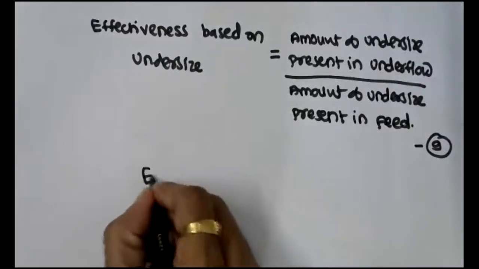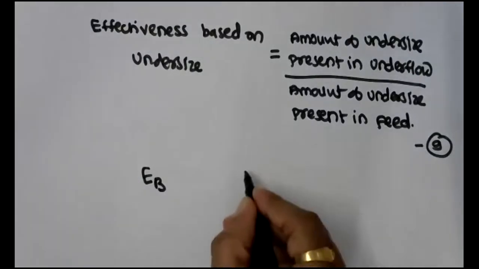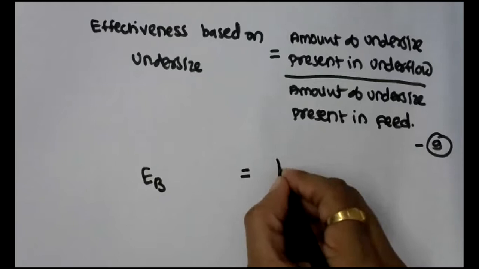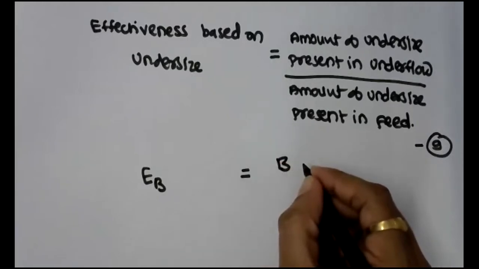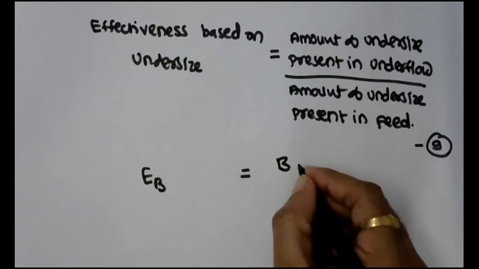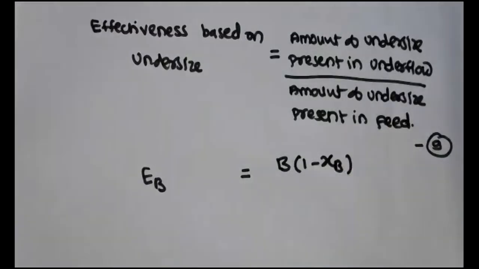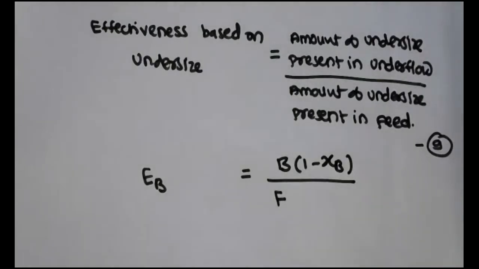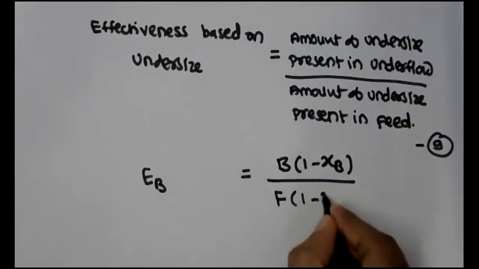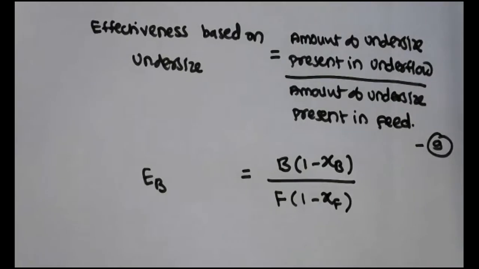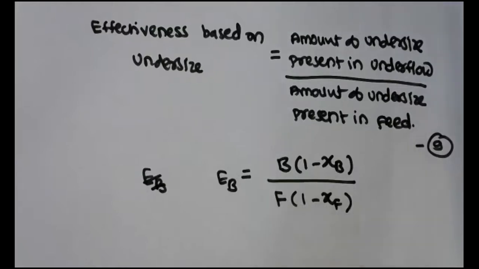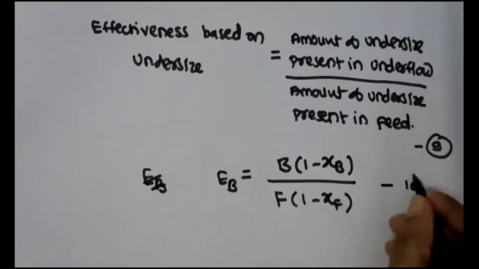This is denoted as EB, effectiveness based on undersize. The underflow material is B. Now if xB is the amount of oversize material present in underflow, then 1 − xB will be the amount of undersize material present in underflow. Similarly, feed is F. If xF is the amount of oversize material present in feed, then 1 − xF is the amount of undersize material present in feed. So EB is equal to B into (1 − xB) upon F into (1 − xF). This is equation number 10.